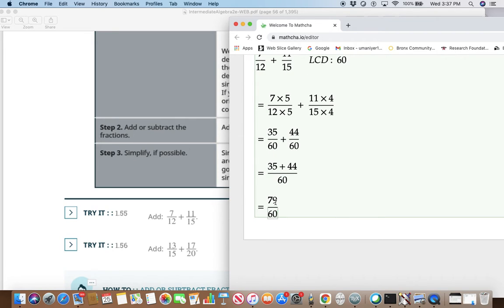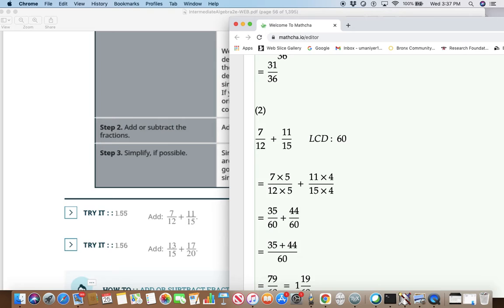Notice 60 and 79 do not have any common factors. We stop here. This is not a proper fraction. If you notice, the numerator is larger than the denominator. 60 goes into 79 once and 19 is left over. That's the mixed number of this fraction.